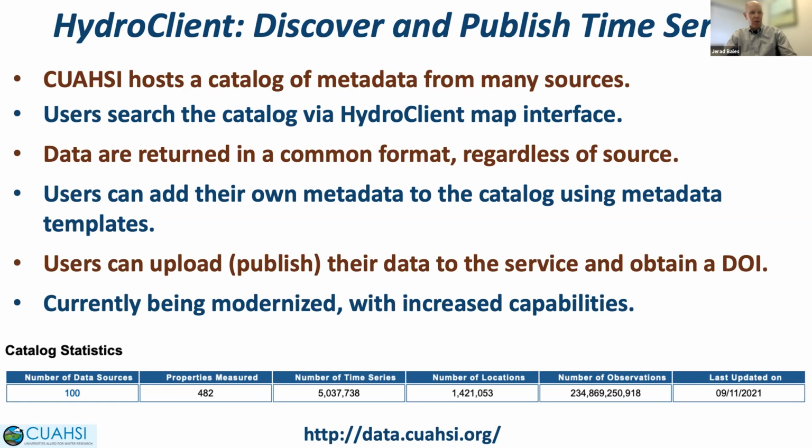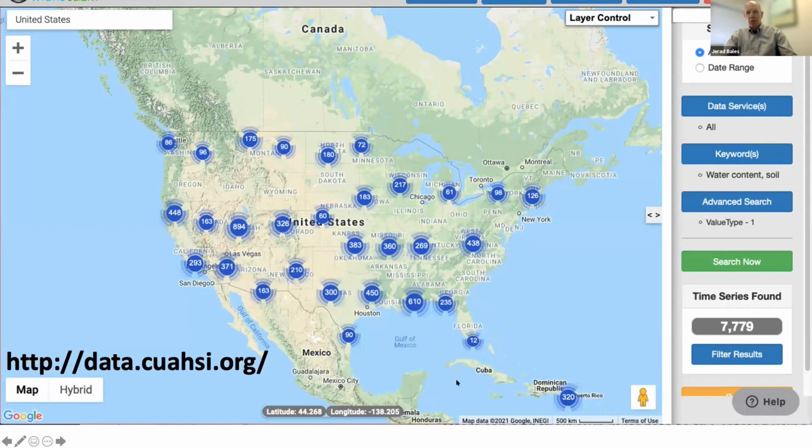We currently have a contract to modernize the HydroClient. It's been in operation for maybe 10 years. And so we think we can streamline it, make it faster, more robust, and provide more capabilities, including the capability to stream sensor data directly into the database and allow users to then operate on those data. So, you can see the numbers at the bottom. We have 100 different services that we provide the data for, 5 million time series, 1.4 million different locations globally. So we have both gridded data and point data in the HydroClient. And so this is the map interface, and this is showing, I believe, soil moisture. Right here, over here on the right, soil moisture data across the United States.